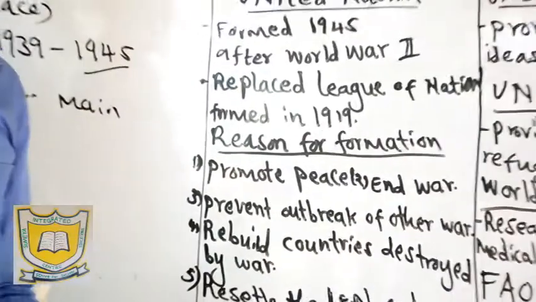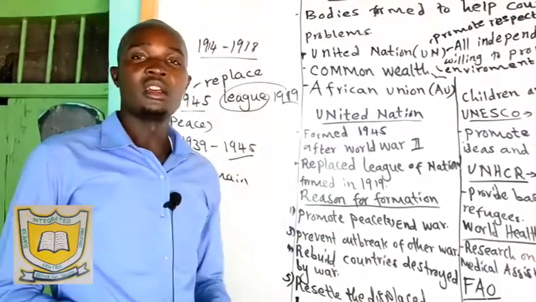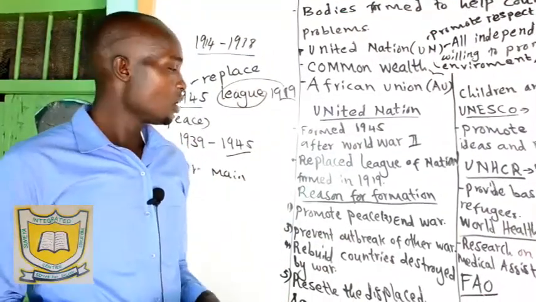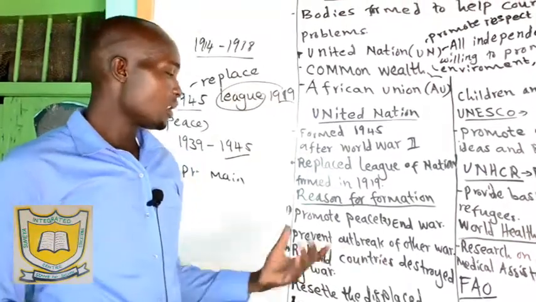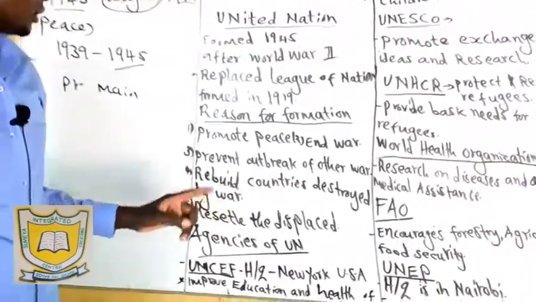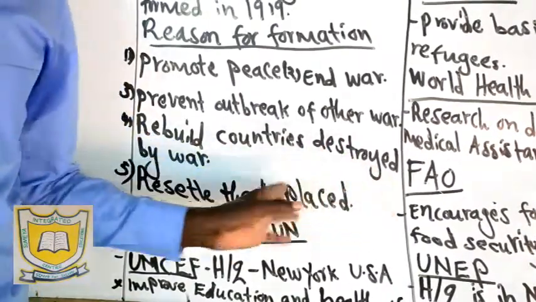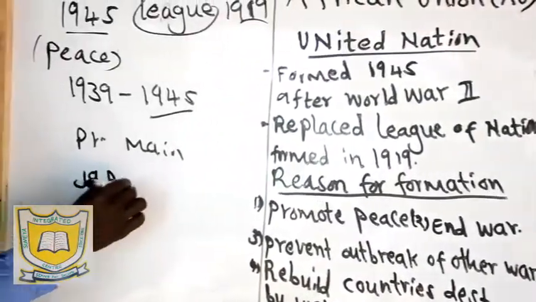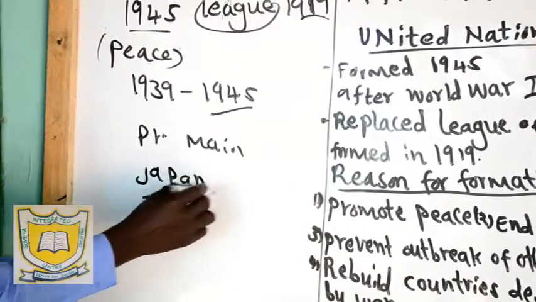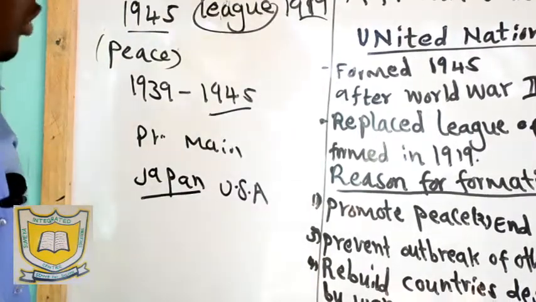So it meant also to prevent the outbreak of another world war, because we know very well that the Second World War was very destructive. Very many countries were destroyed. Very many lives were also destroyed, and even the properties. Then number three, this one also was to rebuild the countries destroyed during the war. Like we have said, countries like Japan. We have said an Asian country called Japan was destroyed by the USA, United States of America Army, when they bombed the two cities we have talked about, Hiroshima and Nagasaki.